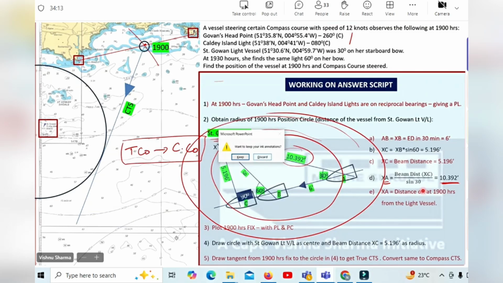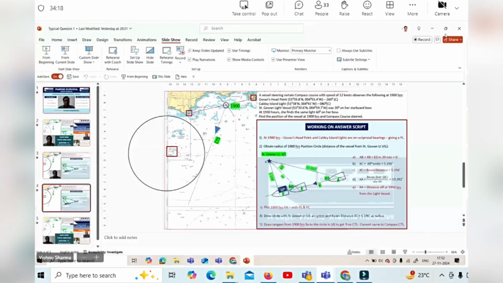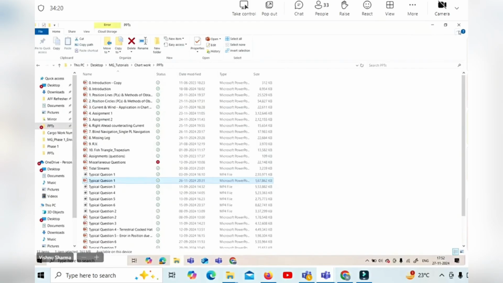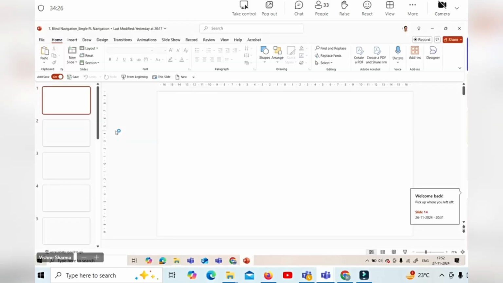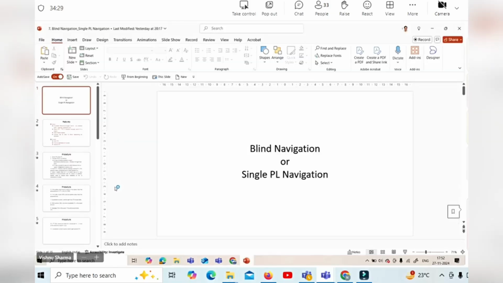Okay, I'm closing it, guys, then, if there are no more doubts. Okay, we go to the first topic for the day. Single PL navigation or blind navigation.